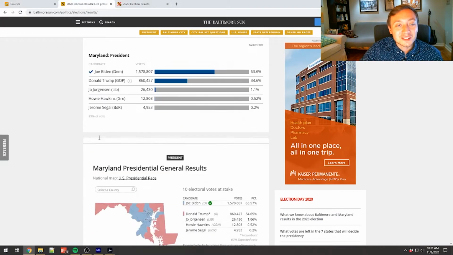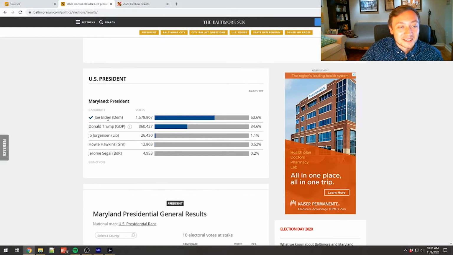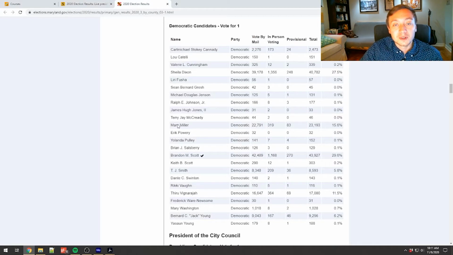If we go to the presidential election, we can see we've got Dem, we've got GOP, we've got a couple other people here. But at the end of the day, these are extremely highly visible candidates. We've got an incumbent president. We've got a Democratic challenger who is extremely visible, who has spent $1 billion on a race. But if we go back a few months and think about this race, who is Lou Catelli? How is it that he received 151 votes for mayor in Baltimore?